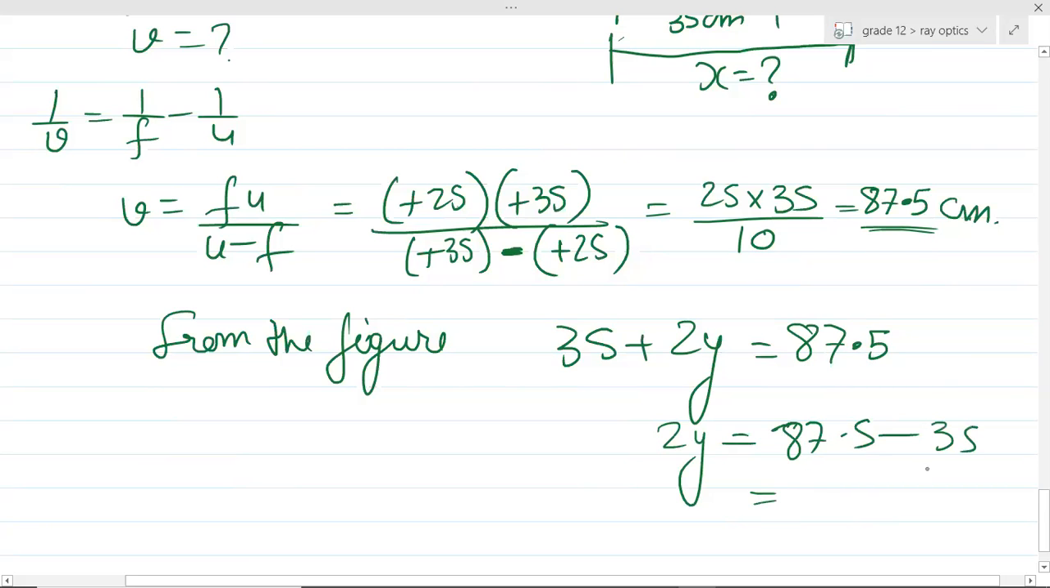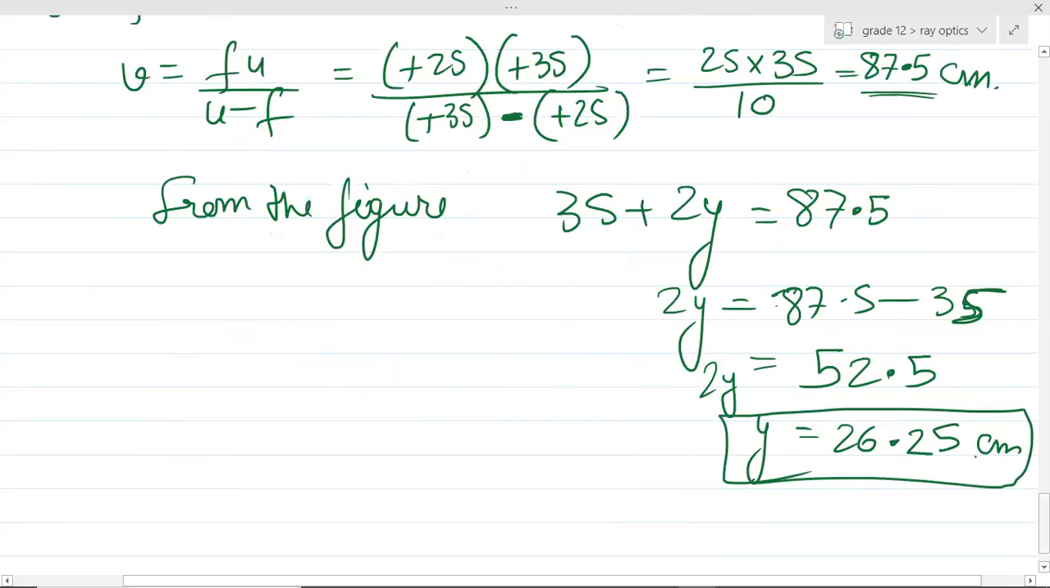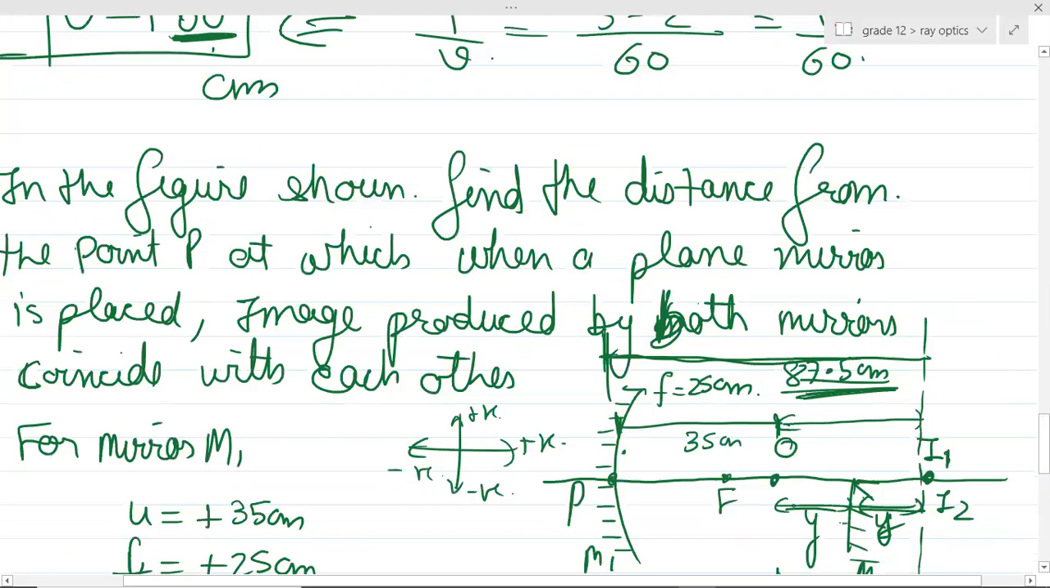That gives 52.5, which is basically 2y, and from here y will be equal to 26.25. So basically the value of y is 26.25 centimeter. So this distance is 26.25.